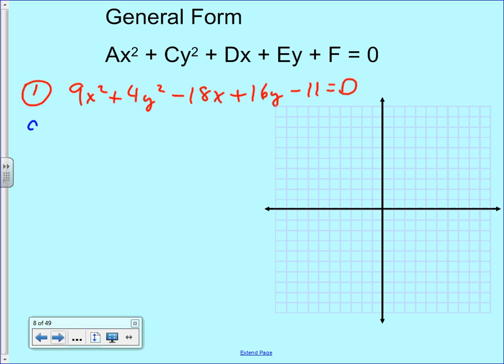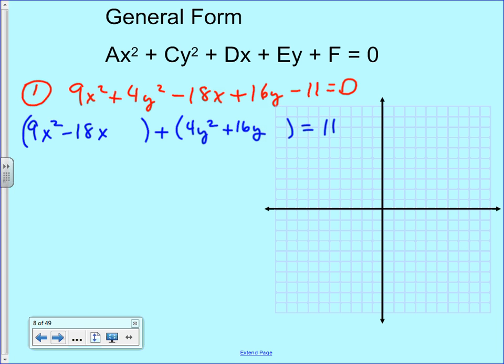So we're going to bring our x terms together. 9x squared, and then bring the negative 18x with it. Leave some room. I'm going to put those in parentheses. Plus, and then my y terms. 4y squared, and then the linear one, plus 16y, and a little bit of room. That constant, negative 11, I don't need it on this side. I want it on the other side. So I'm just going to go ahead and add it, and so it jumps on the other side. It's an 11. There we go.